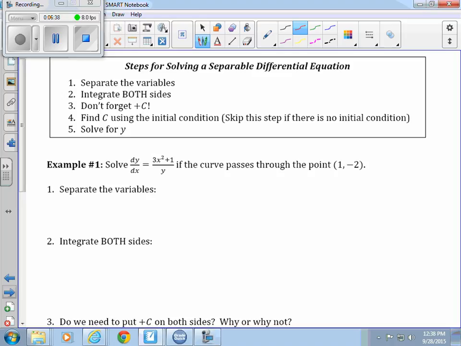So notice the equation I have here is the bell ringer. Do we agree? The derivative, 3x squared plus 1 over y, is the bell ringer. So now we're going to learn how to take that back and find the original equation from that.